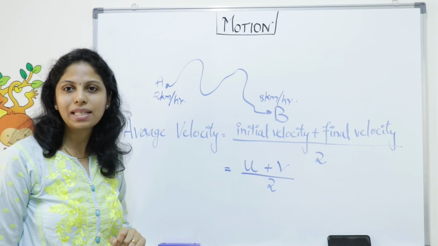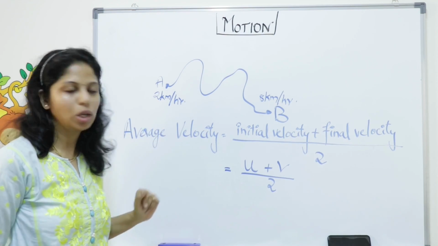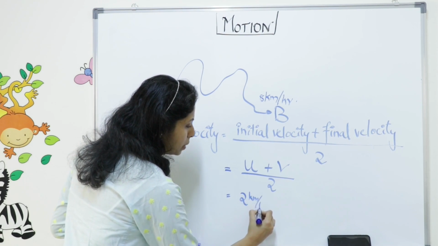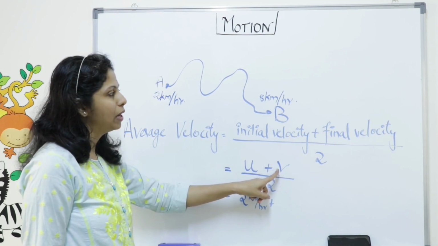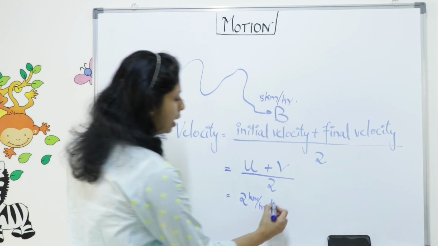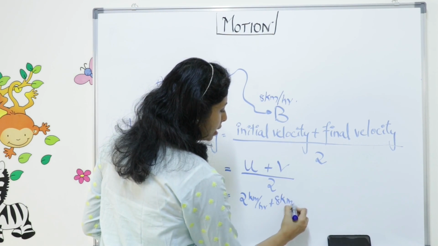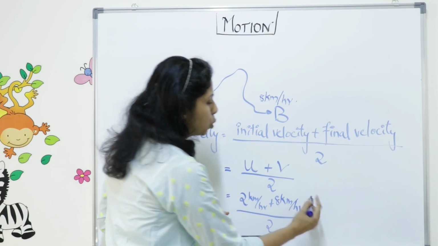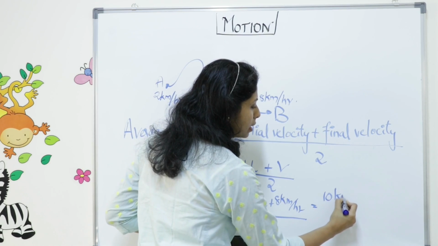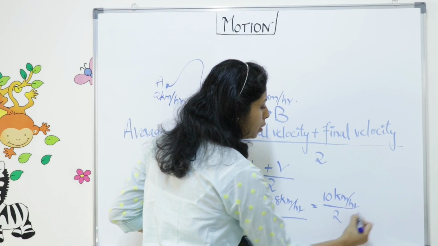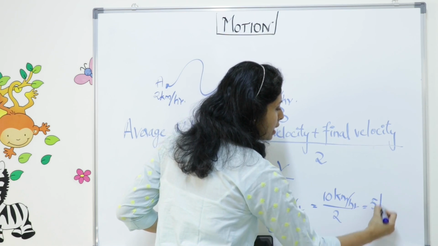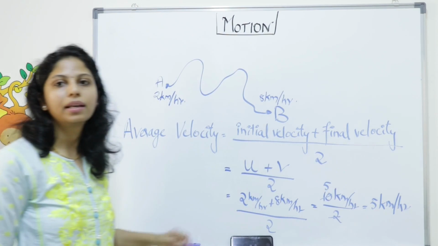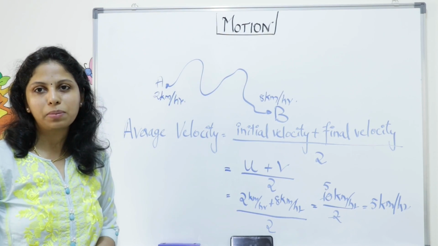So in this case, what is the initial velocity? Yes, it is 2 km/h. So it is 2 km/h plus what is the final velocity? It is 8 km/h, and it is divided by 2. So 2 plus 8, it is 10 km/h by 2, and the average velocity is 5 km/h.